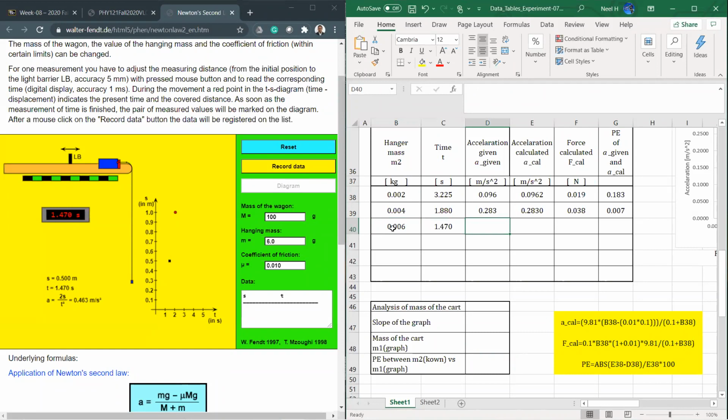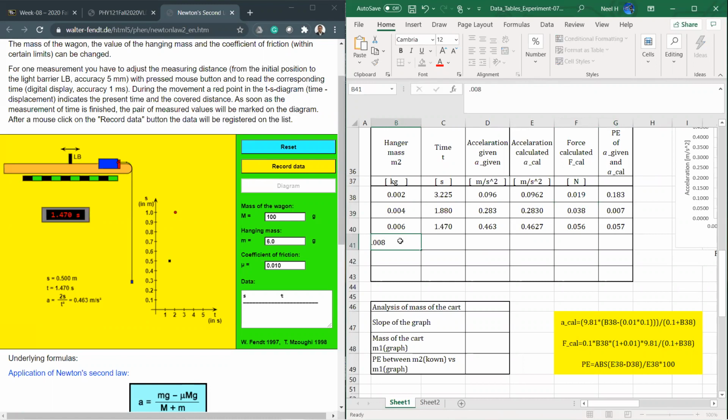And the acceleration 0.463. You can see with the hanger mass now, acceleration increases by a large amount. And the last 3 columns you can just click and drag because we just did the calculation. It should give you the right answer.